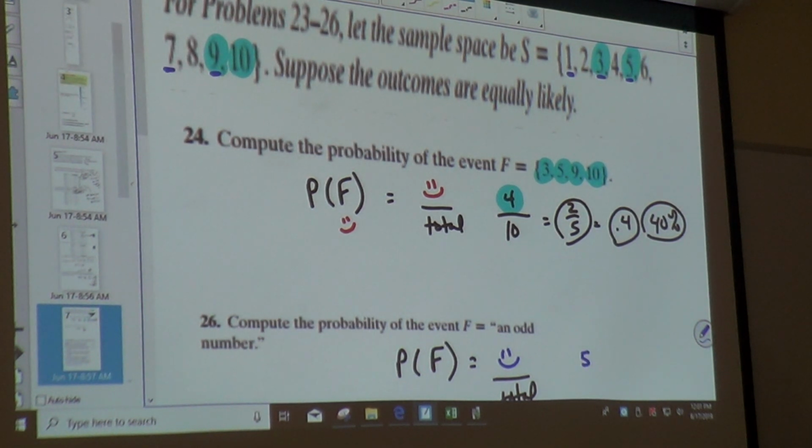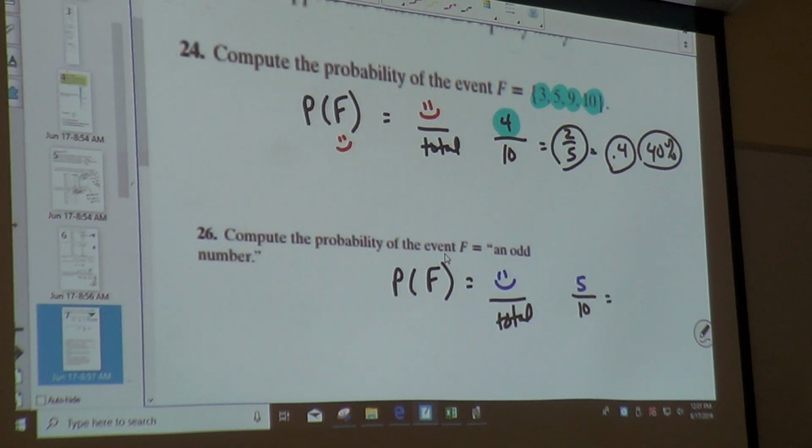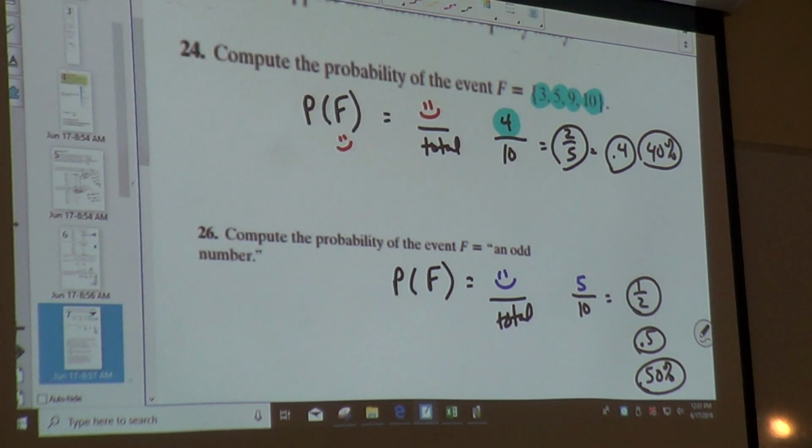So how many numbers made me happy? 5 out of 10. So what is my fractional probability? 1/2. What is my decimal probability? 0.5. What is my percentage probability? 50%. Cool.